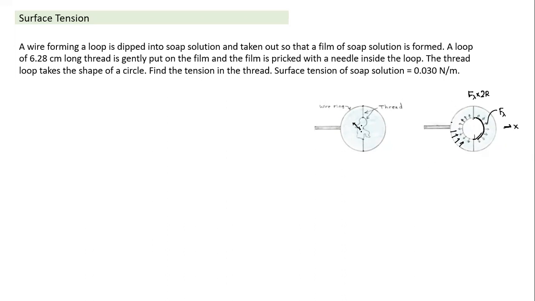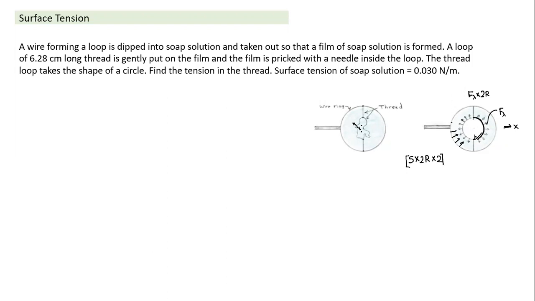If I sum up the x components here, the resultant of the x component will be equal to S into 2r on the front surface, and on the back surface also 2rS. So this is the resultant of the surface tension force acting on the right part of the ring.